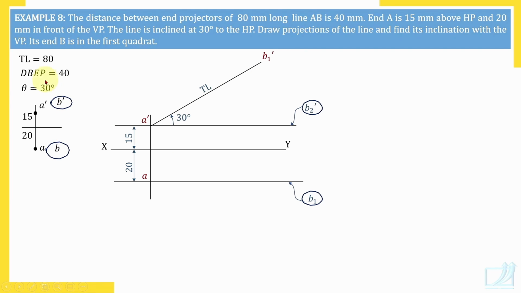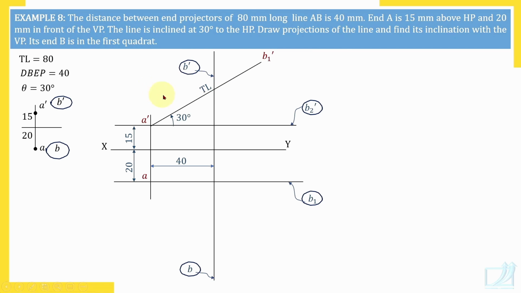One more measurement is remaining, that is the distance between end projectors. This is the projector of end A. The other end is end B. So the projector of end B is at a distance of 40 millimeters from the projector of end A. So measure 40 millimeters and draw the projector of end B. This is the projector of end B. Here it is the projector of end A, and the distance between these two end projectors is 40 millimeters. It's given. This line is the projector of B, means on this line the front view of point B and the top view of point B are.